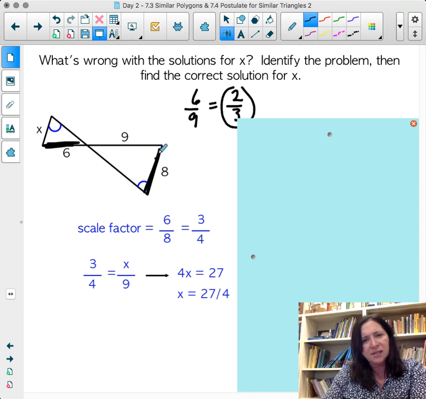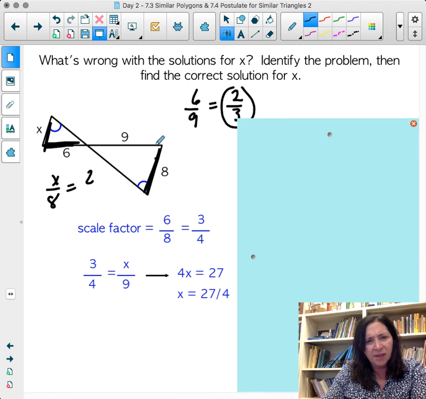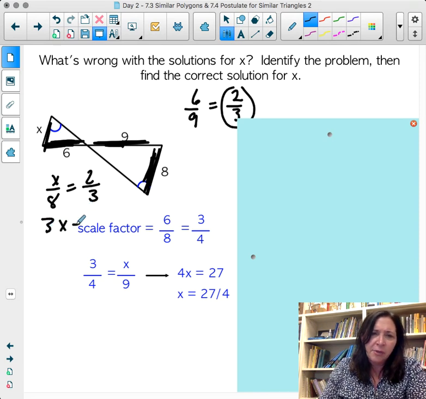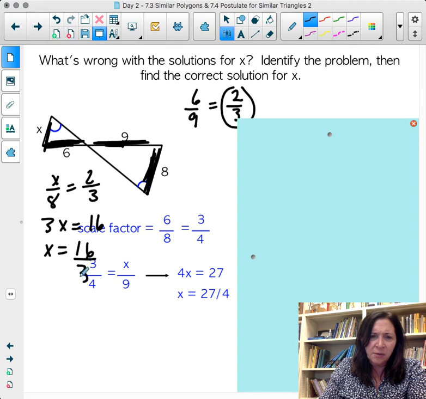So to find x, I'm going to go x is to 8 as 2 is to 3. Now I could have said 6 is to 9, but I'm just reducing it. So 3x equals 16. So x is equal to 16 over 3.